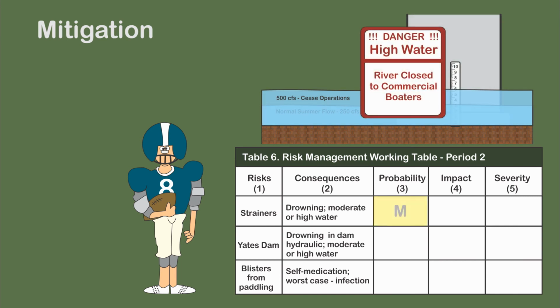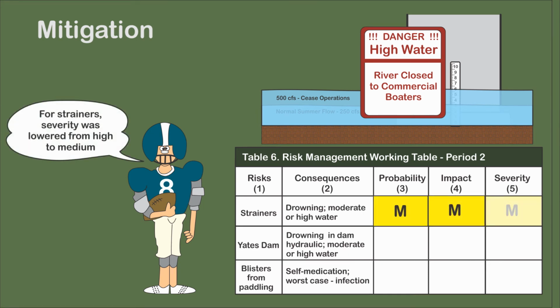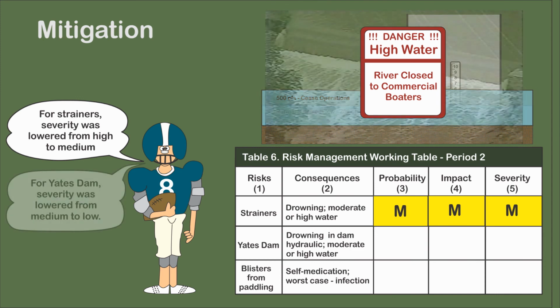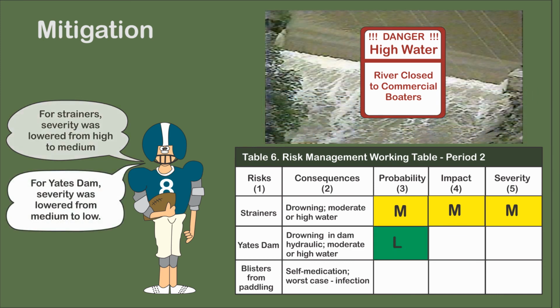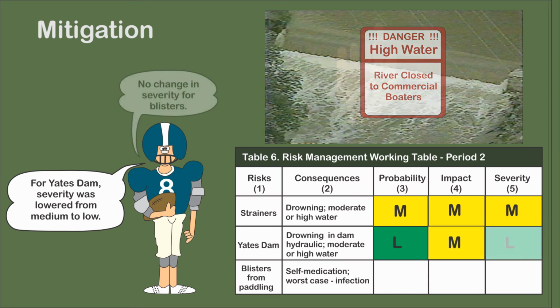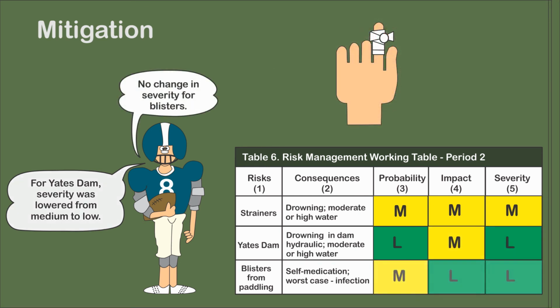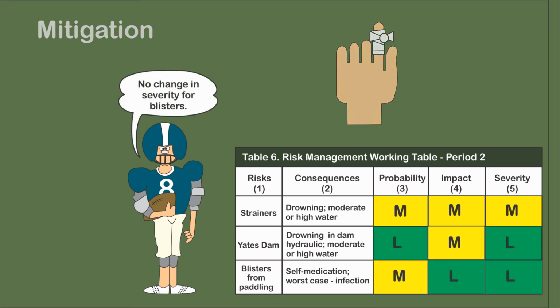With these improvements, strainer probability remained as medium, and impact was lowered to medium. With high water cessation of activities, Yates's Dam is much less a dangerous hazard. Probability was lowered to low, with impact remaining the same. No change was envisioned regarding blisters.